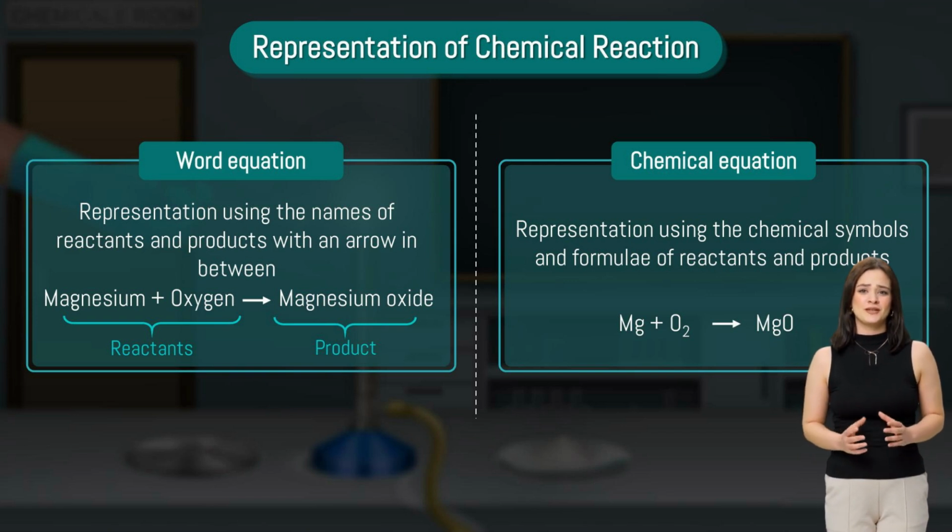A word equation uses names of reactants and products, separated by an arrow, to represent a chemical reaction. For example, magnesium plus oxygen gives magnesium oxide. In contrast, a chemical equation uses symbols and formulas: Mg plus O2 gives MgO. Both methods illustrate the transformation of reactants into products.